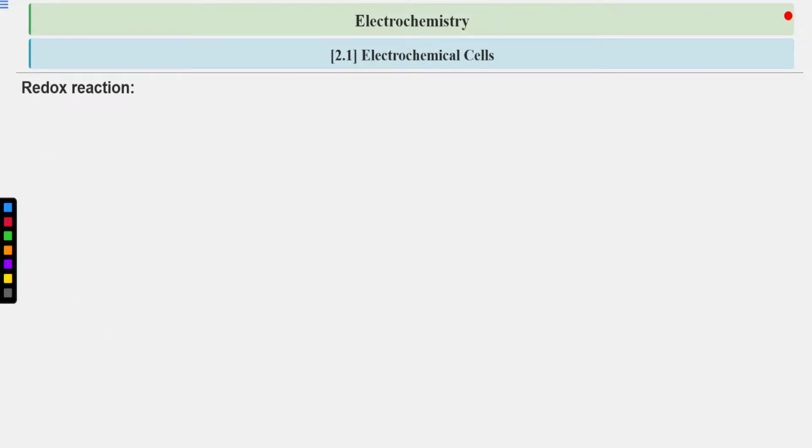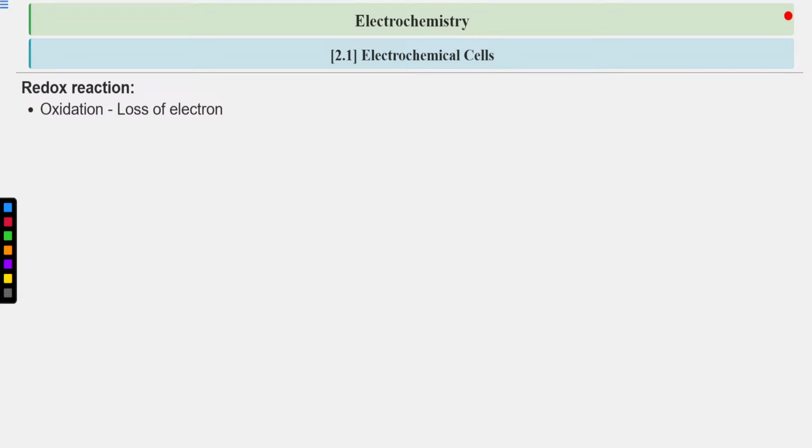So let's start first of all with our first topic, which is electrochemical cells, marked as 2.1. In this, let's first study what a redox reaction is. In the topic redox reaction, first we have to understand what oxidation and reduction processes are, and how they happen. So oxidation is a process where, in a reaction, loss of electrons happens.